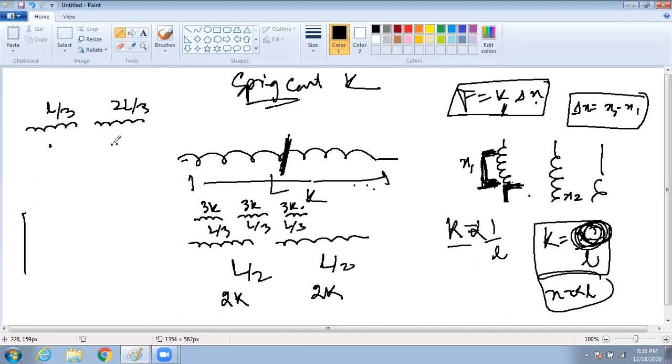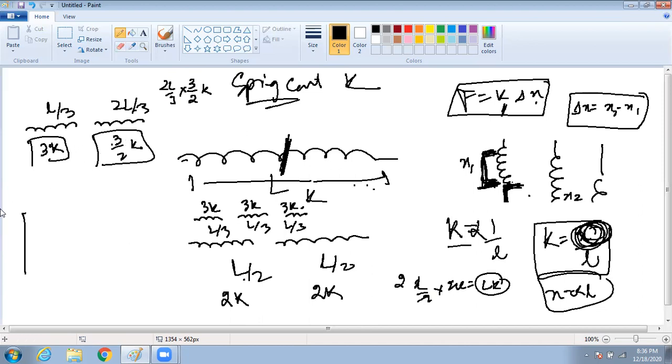Who will tell me? 3K and 2K. Basically, what should you multiply with something so that you get the result? See, L by 2 into 2K, you get LK. So what will you get? 2L by 3 by multiplying with 3 by 2K. So this will become 3 by 2K, this will become 3K. Yes, sir. Yes or no?